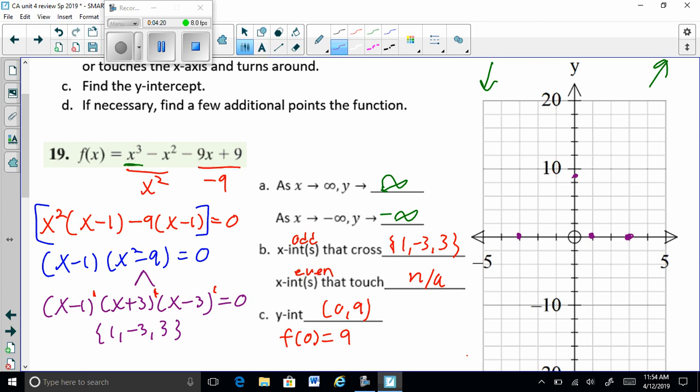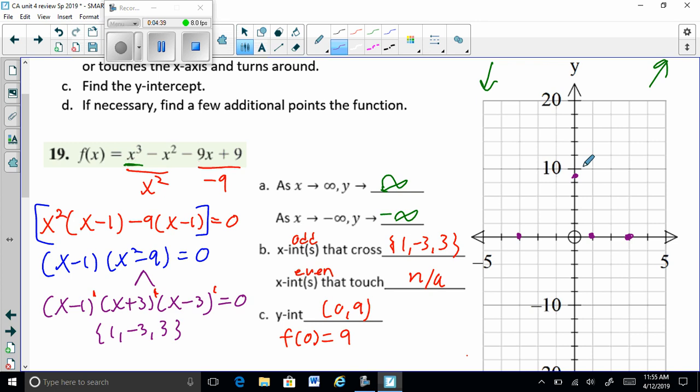Sometimes I give you a graph to go with it. Sometimes I don't, and you have to make your own. Typically, it makes it a little bit easier for me to grade if I just give you the graph ahead of time. So that will probably be the case on the exam, and it'll make things easier for everybody.